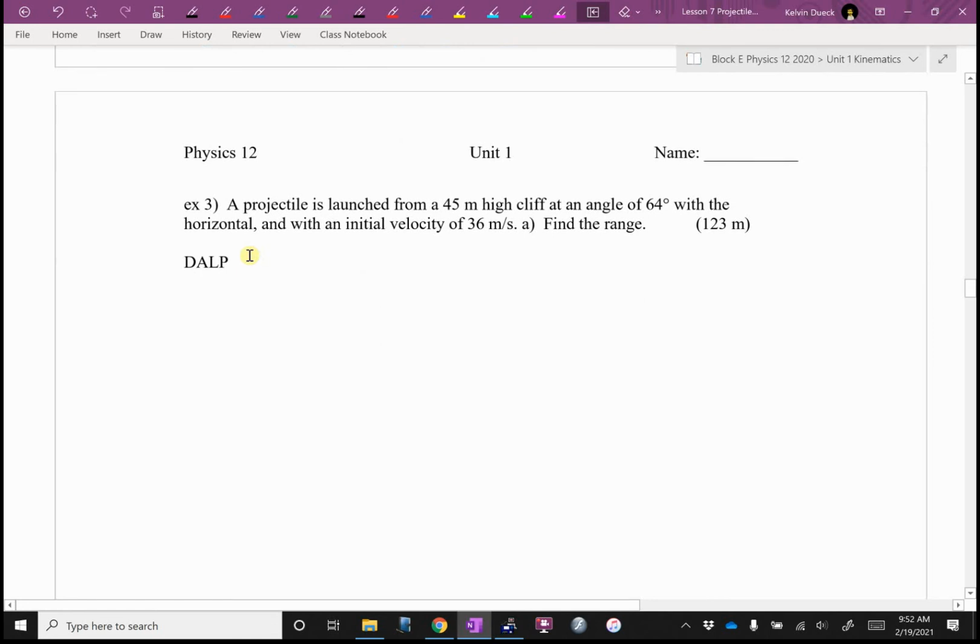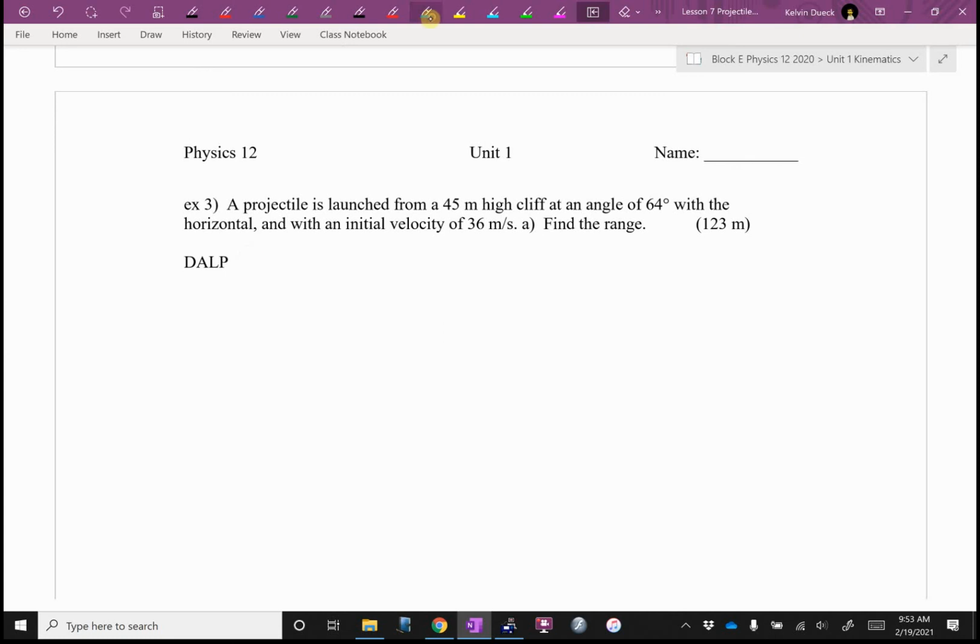Example 3. A projectile is launched from a 45-meter high cliff at an angle of 64 degrees above the horizontal, with an initial velocity of 36 meters per second. A, find the range.